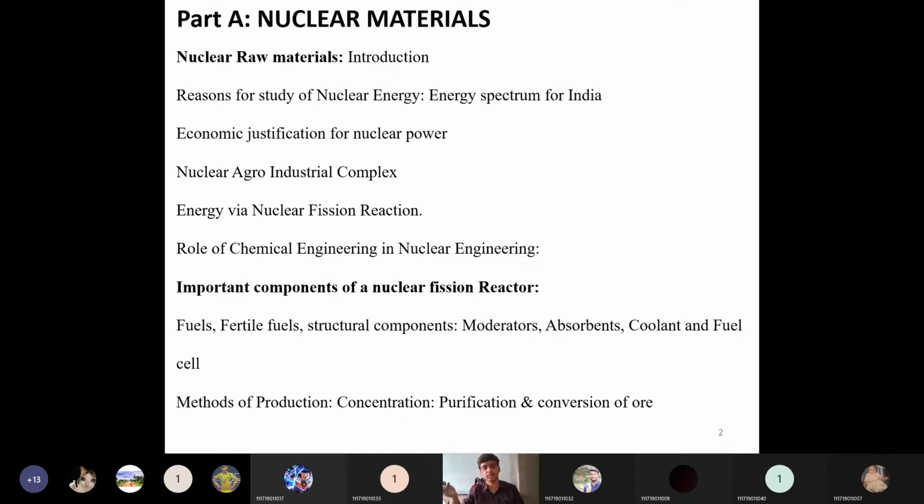Then methods of production of nuclear material like uranium, thorium, plutonium, neptunium. All of these are present on the earth only in trace elements, in very trace composition.